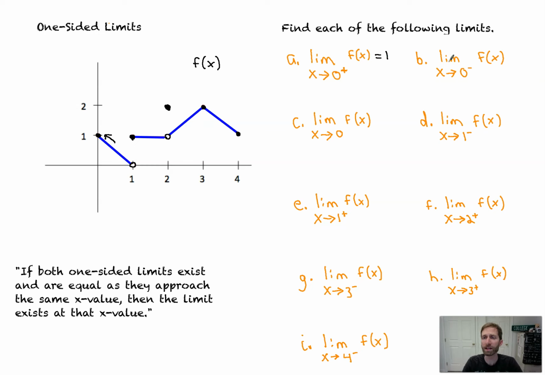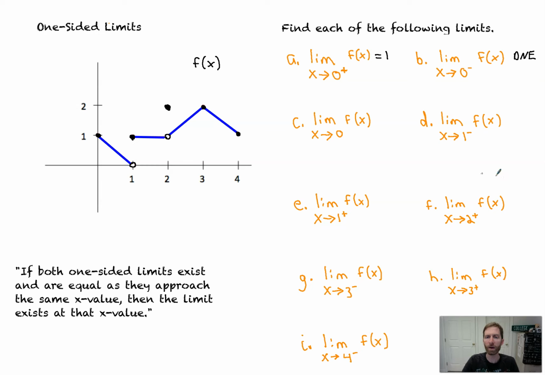Now the limit as x approaches 0 from the left, with the minus sign, of f of x. We can't approach x equals 0 from the left. There's no curve. So this is DNE. That limit does not exist because we can't approach from that side. And now I'm going to erase that arrow just so that it doesn't get confusing later.